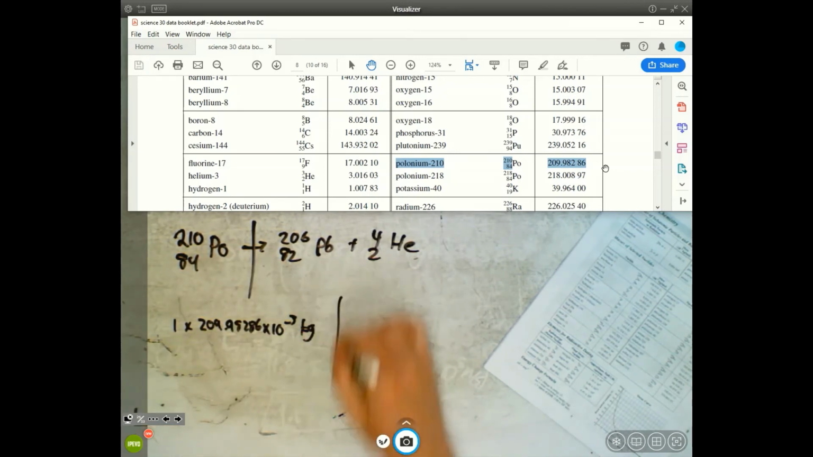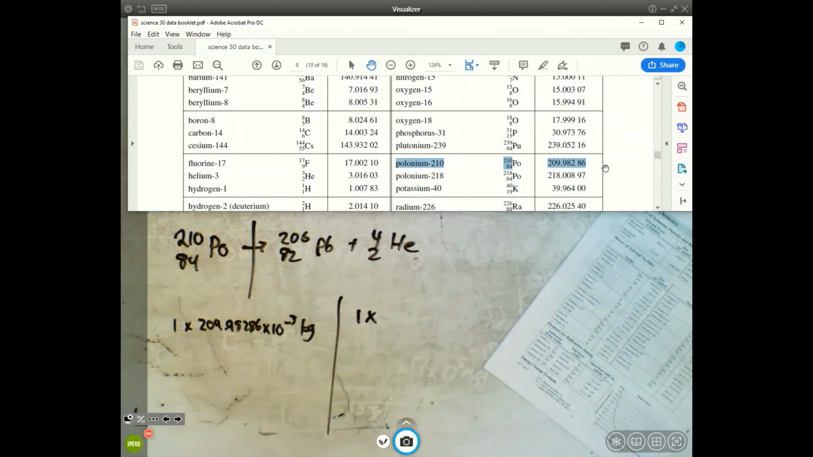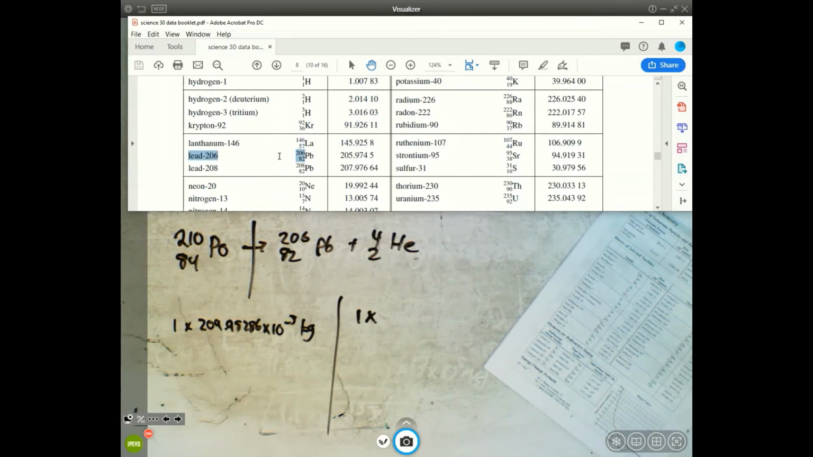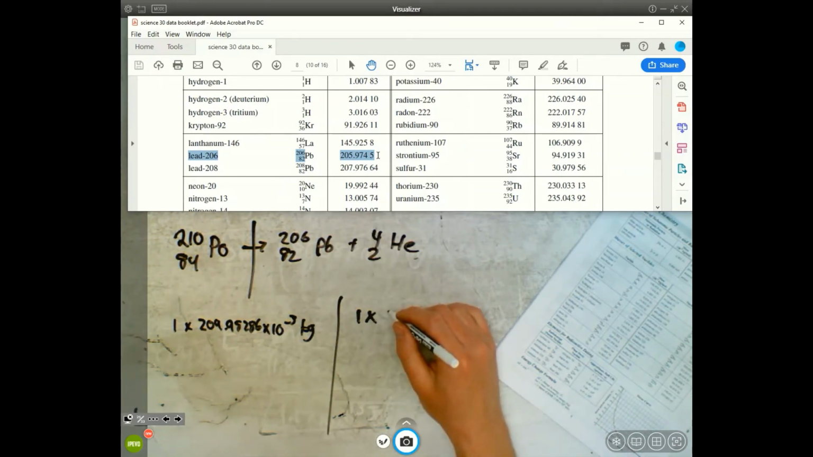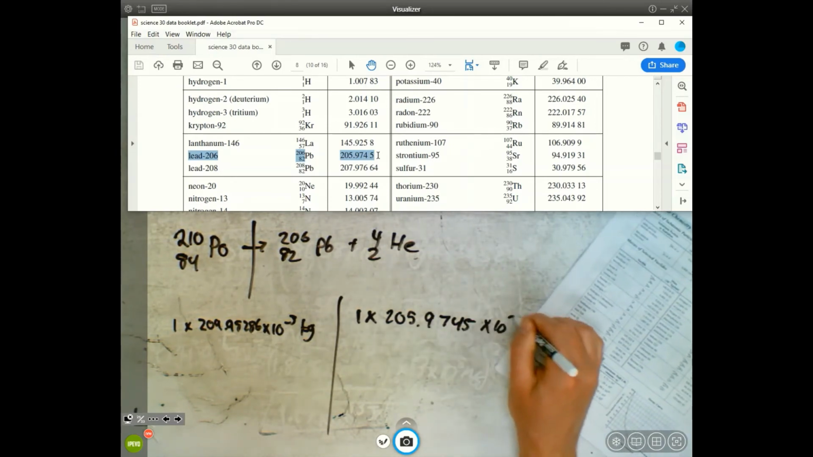My products over here, I have lead 206, so I have one of them. And there's going to be more than one lead, so we have to select the right one. So this is lead 206 right here. It's got to be exactly the same. So 1 times 205.9745 times 10 to the negative 3.